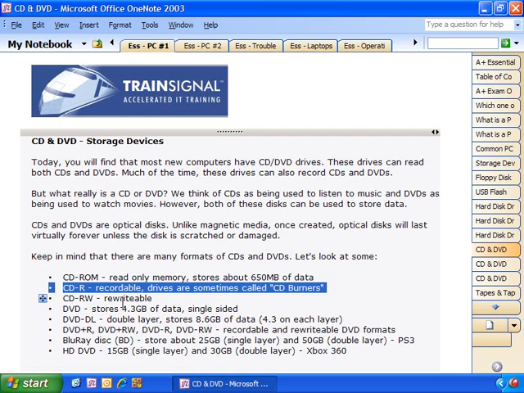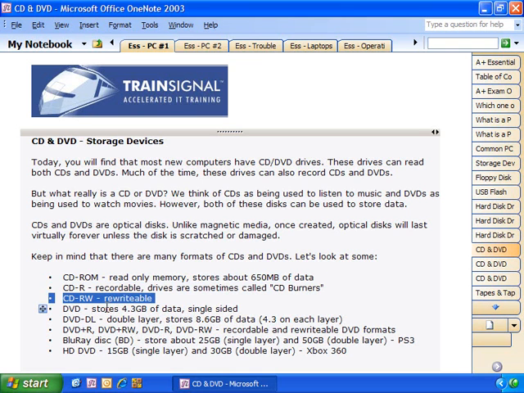So this is a drive and a media that you can take and you can create your own CD. Then there's CDRW, or CD rewritable. So what this means is you can create a CD. Later you can come back and you can add some more data to it, or you could delete everything that's on it and reuse it. So it's a reusable CD.